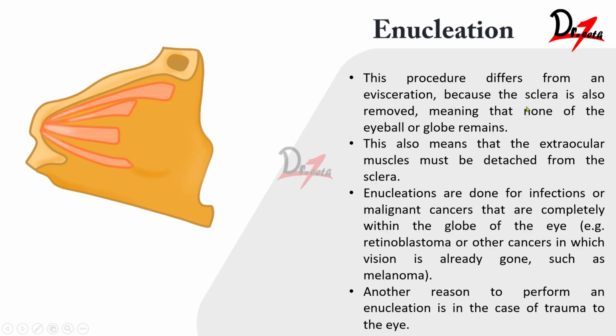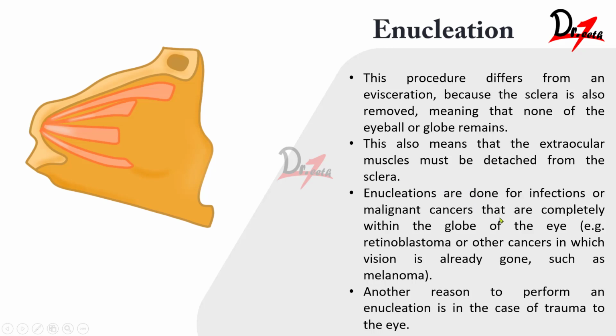Now, this procedure differs from evisceration. How? As I already told, because sclera is also removed here. So, none of the eyeball or the globe remains. Since we don't have sclera here, the extraocular muscles must be detached from the sclera.